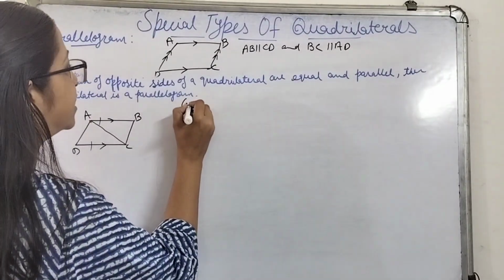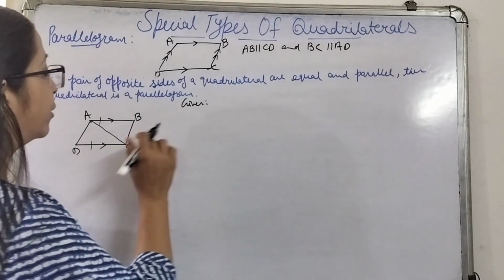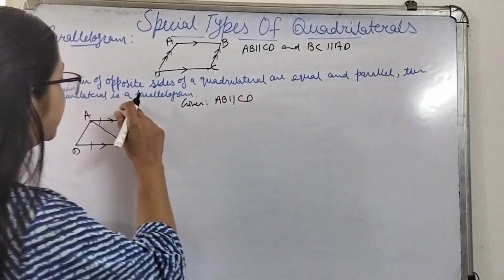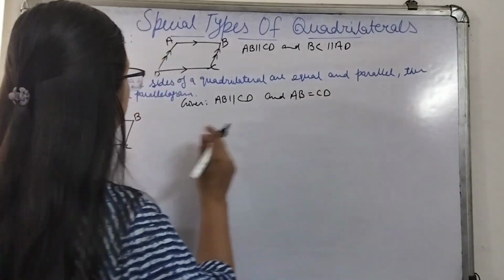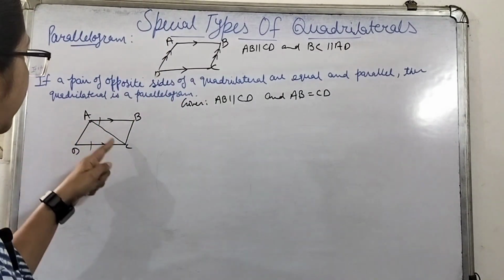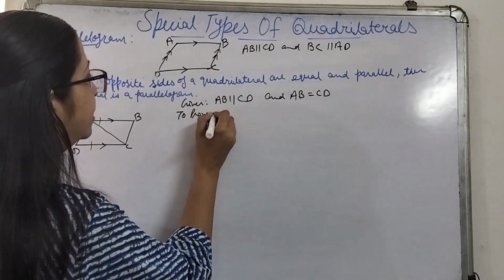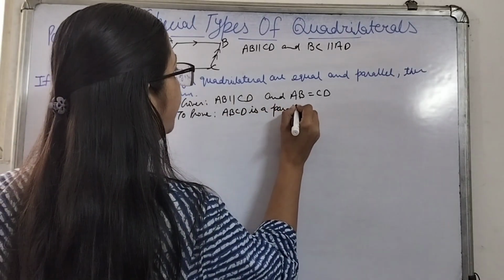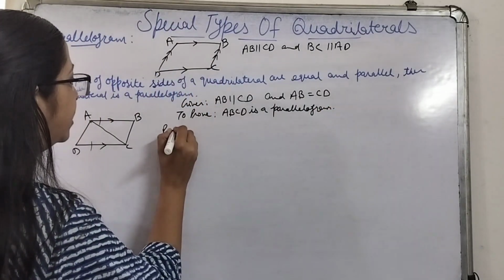Now given to us is a quadrilateral ABCD in which AB is parallel to CD and AB is equivalent to CD. One pair of opposite sides is equal and also parallel. What we have done is we have joined AC. We have to prove that ABCD is a parallelogram. This we need to prove. How will we be doing it? Let's see.